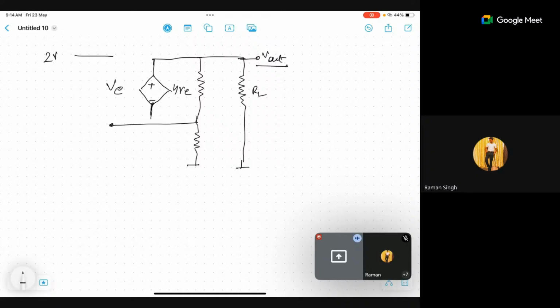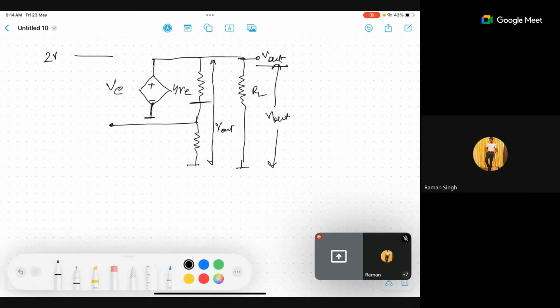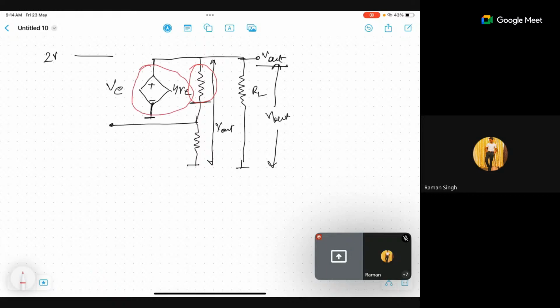So what you have to do, the voltage drop across this RL is V out, and the voltage drop across these two resistances is also V out. Now, can you calculate the voltage drop across this resistor? Apply the voltage divider biasing. And the voltage drop across this resistor and the voltage drop of this one, both are same. Clear?